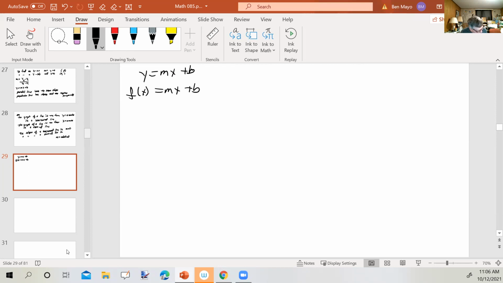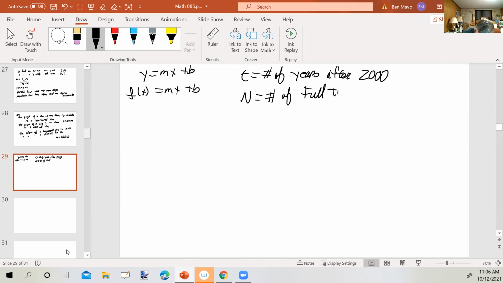Let T equal the number of years after 2000, and N be the number of full-time registered nurses needed. Write a linear function N of T to model the demand for nurses. All right, so what this tells us, several things.